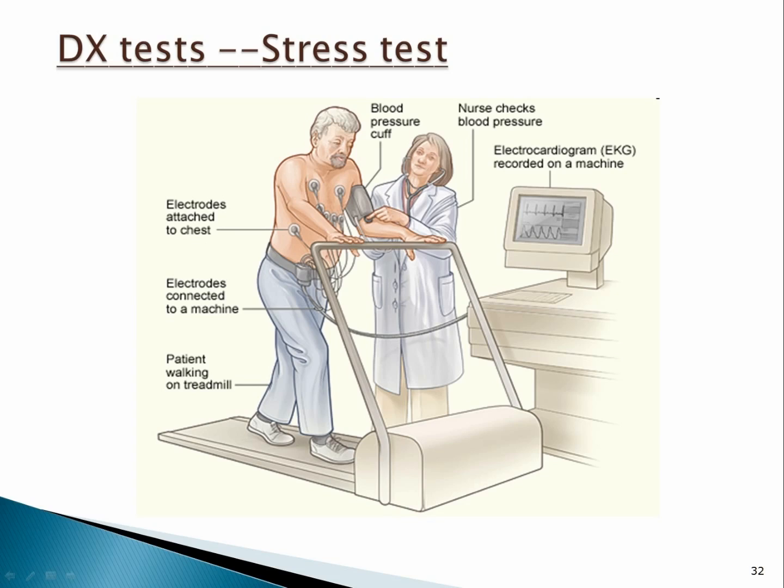The stress test can also be done with drugs that simulate exercise. Some patients with abnormal resting ECGs or those who are unable to walk can safely be exercised pharmacologically instead of by walking on a treadmill. The patient will typically receive a pharmaceutical such as dipyridamole or adenosine, both of which are vasodilators, or dobutamine, which stimulates heart rate and pumping force, while a cardiologist or a physician assistant is reviewing the ECG tracing and checks blood pressure periodically.